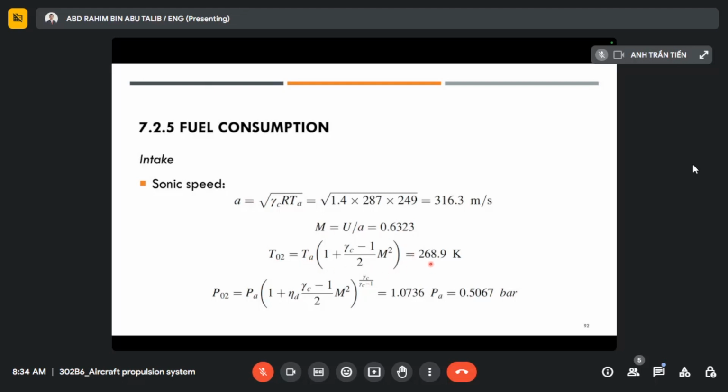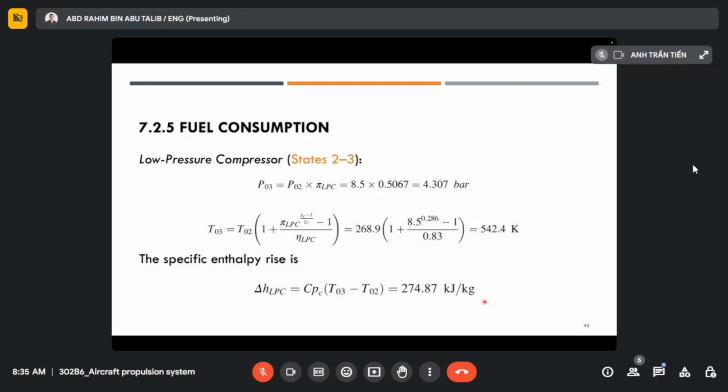You get 268.9 Kelvin. You can also find the PO2 for the intake, which we know is equal to 1.0736 PA. You already have the PA value at 6,000 meters. You can now get the PO2, which is equivalent to 0.5067 bar.